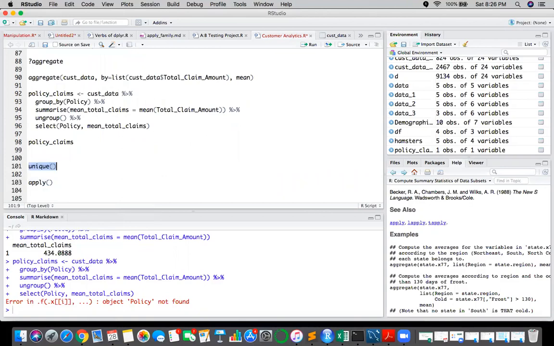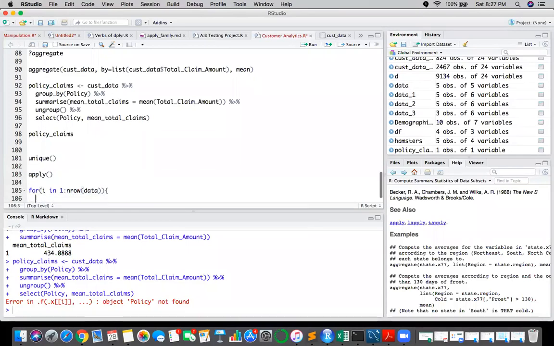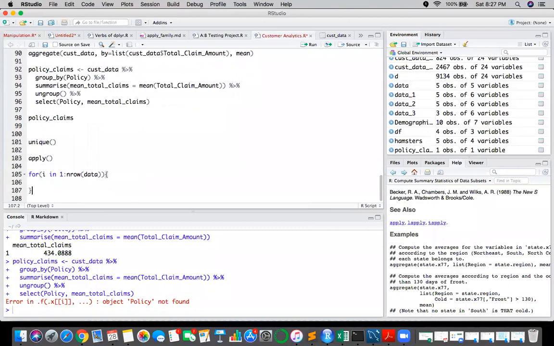But if you even try to do loops, I'll just write for i in 1, 2, whatever your data is, and limit it. Don't leave it blank, and whatever operation you are performing, put it here. Let's see how it goes. We'll see your issue tomorrow. I'll upload my data set on R so that I can do what you wanted to do.